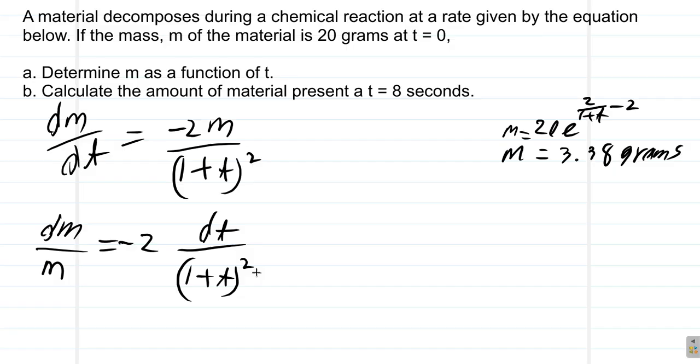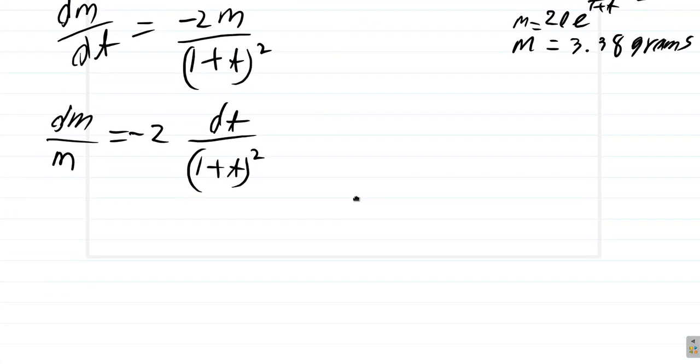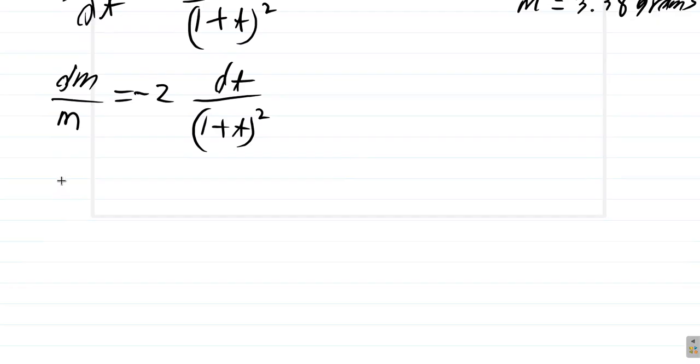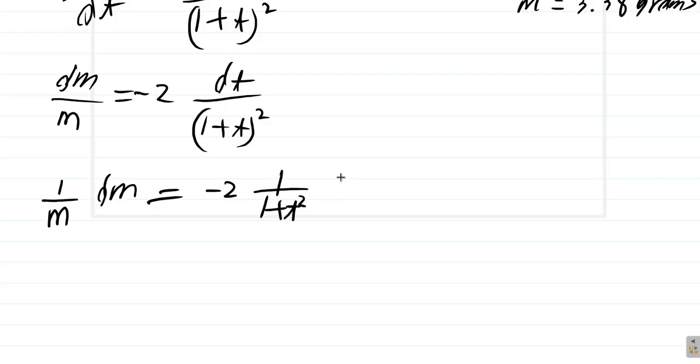Alright? Now, you can rewrite this as 1 over m dm is equal to, and then you have negative 2 times 1 over 1 plus t squared dt. Alright, so you see that.